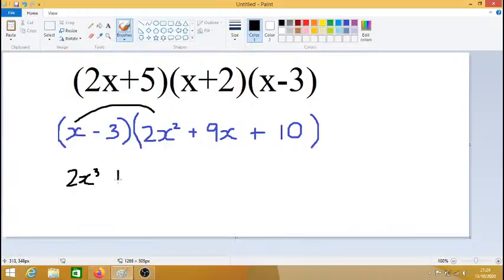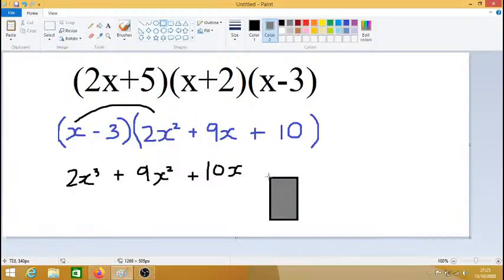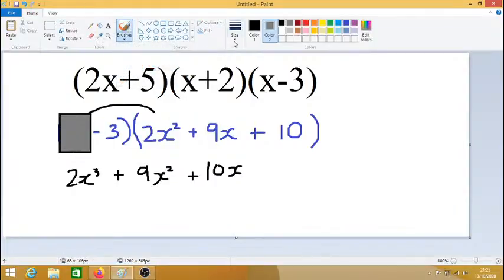And sticking with the x, plus 9x squared. Sticking with the x, plus 10x. And then covering up so that we know the x is done, we can focus on the minus 3. Minus 3, so do watch out. There's a minus which might get you stuck a little bit.